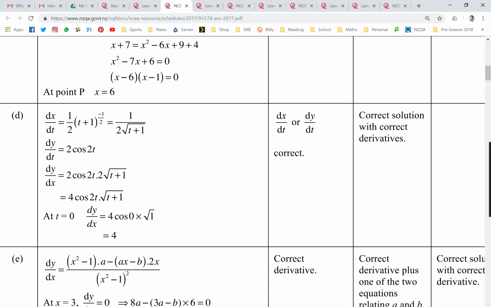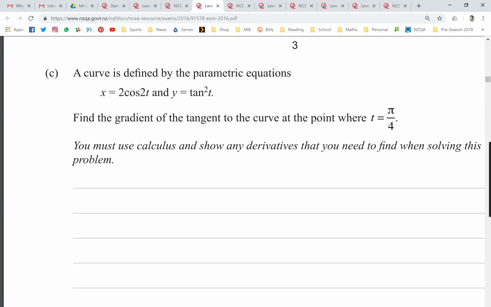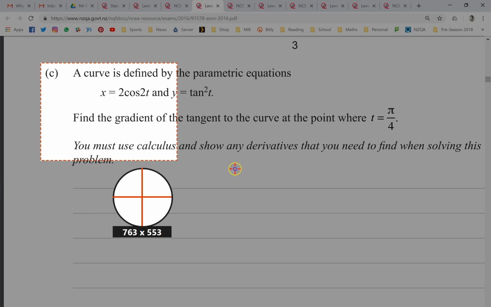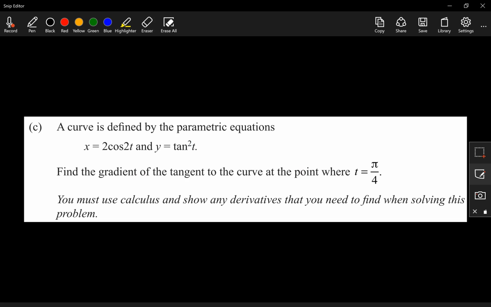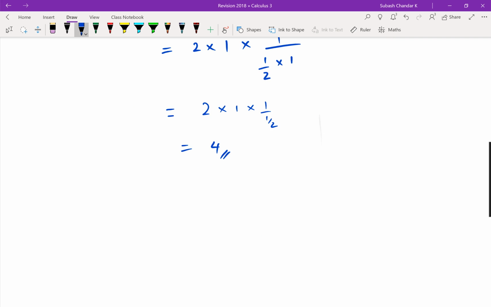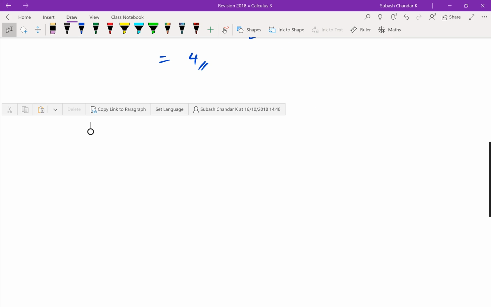All right, so we go to the next question. As I said to you guys, we're going to be working on everything to do with parametric equations. So this is from 2016.